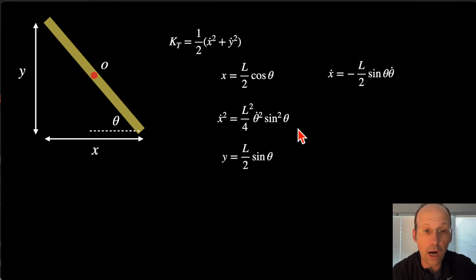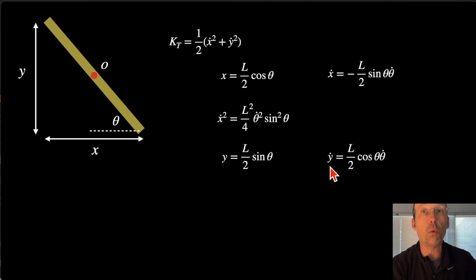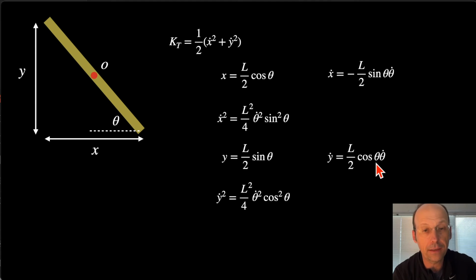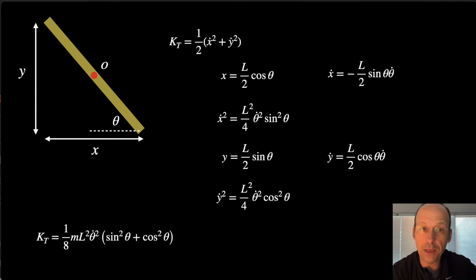Now let's do it for y. Y is L over 2 sine theta, take the derivative, y dot is L over 2 cosine theta, theta dot. Square that, y dot squared is L squared over 4, theta dot squared, cosine squared theta. Now I can add those together, and I did put the m in this time.